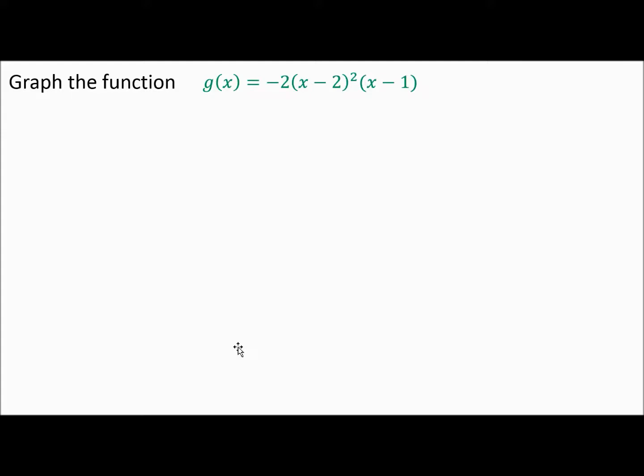So the very first step, we want to discuss end behavior. So what is the left side doing? What is the right side doing? And how do we determine that? Well, it's based on the degree of the polynomial and the leading coefficient. So let's take a look at the degree of this polynomial.